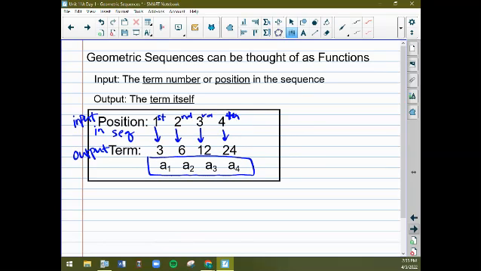We also use subscripts, like the ones I've got on this last line, and that also represents the term number. So the first term is my subscript 1. When it's small and below, we call it a subscript. My second term would be subscript 2, and so forth and so on. So if I did a 27, this would be my 27th term, or the 27th position in the sequence.